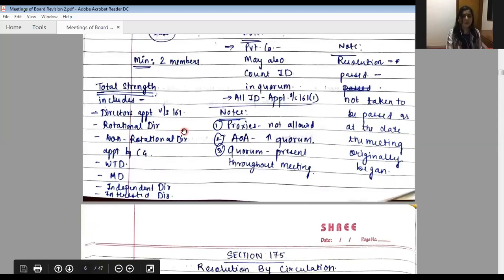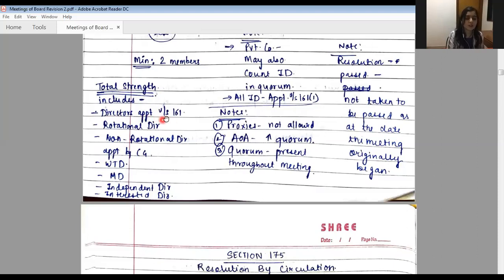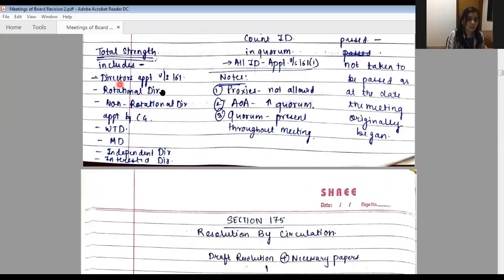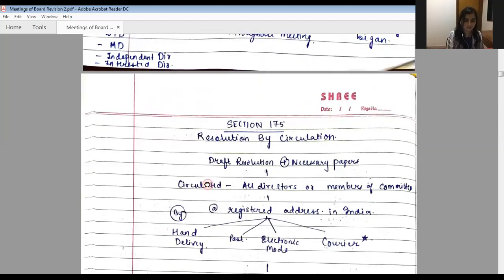Now, what will be included in total strength? It will include directors appointed under section 161, that is, directors appointed by board of directors, then rotational directors, then non-rotational directors appointed by central government, then whole-time directors, then managing directors, then independent directors and interested directors.